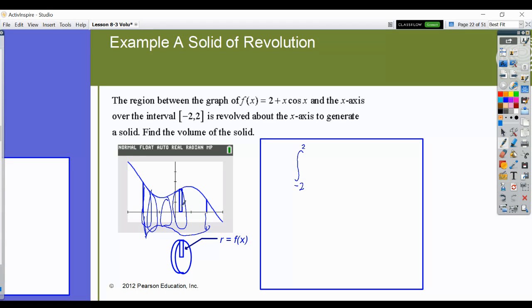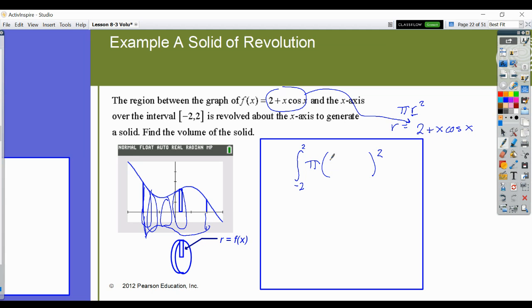And for this little sliver right here, what is its height? This would be the radius of my circle. And these are circles, right? Circles, pi r squared. Okay, what is my radius? My radius is the height of this, which is the height at that function. So my radius is 2 plus x cosine x. That's it. And then we just put this into pi r squared.